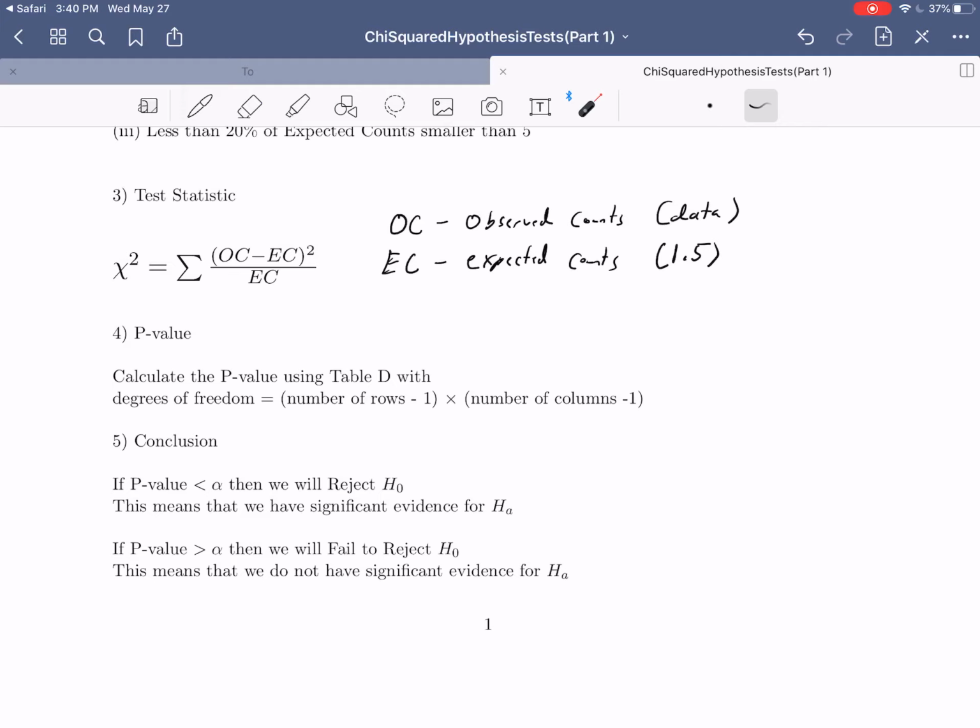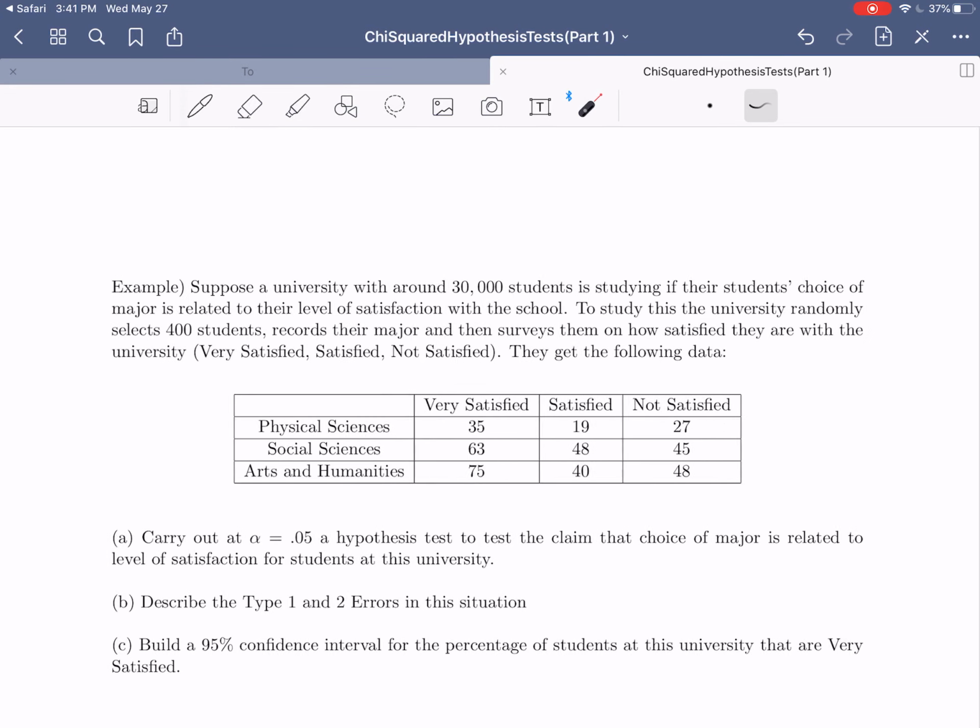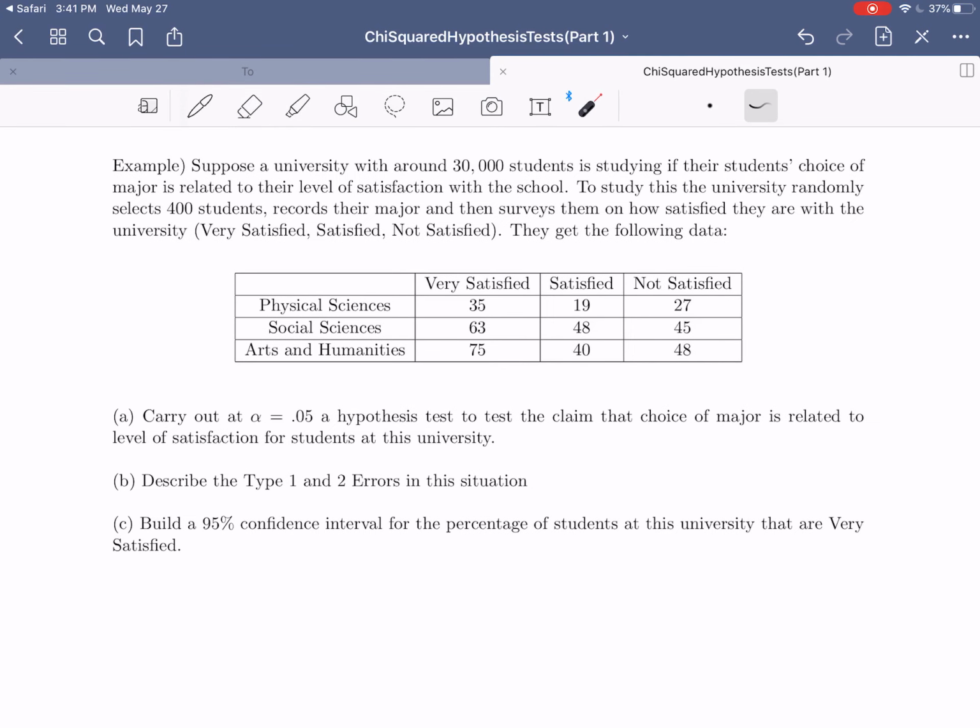So let's jump right in and take a look at an example of running this chi-squared test for independence and homogeneity. For our example, we're going to suppose that we have a university with around 30,000 students, and they're trying to study if their students' choice of major is related to their level of satisfaction with the school. To study this, the university randomly selects 400 students, records their major, and then surveys them on how satisfied they are with the university.